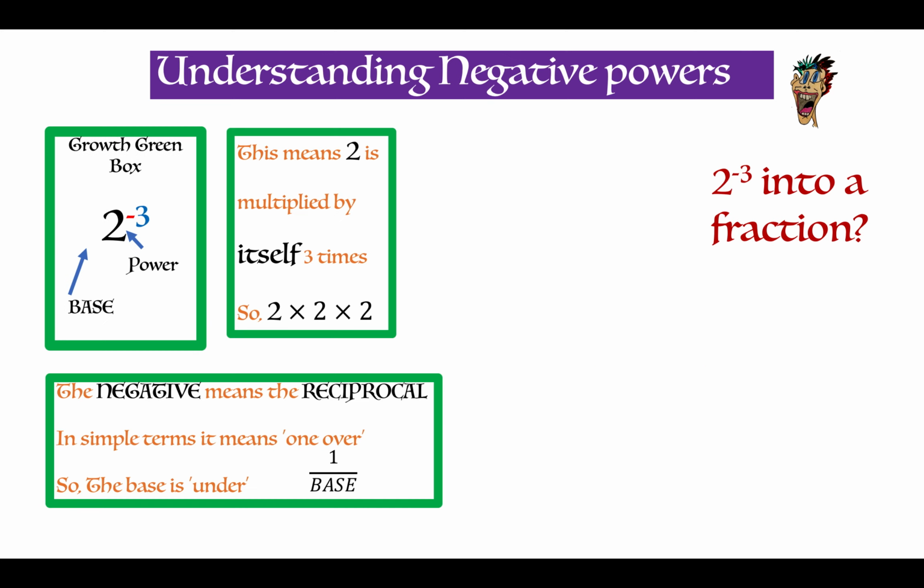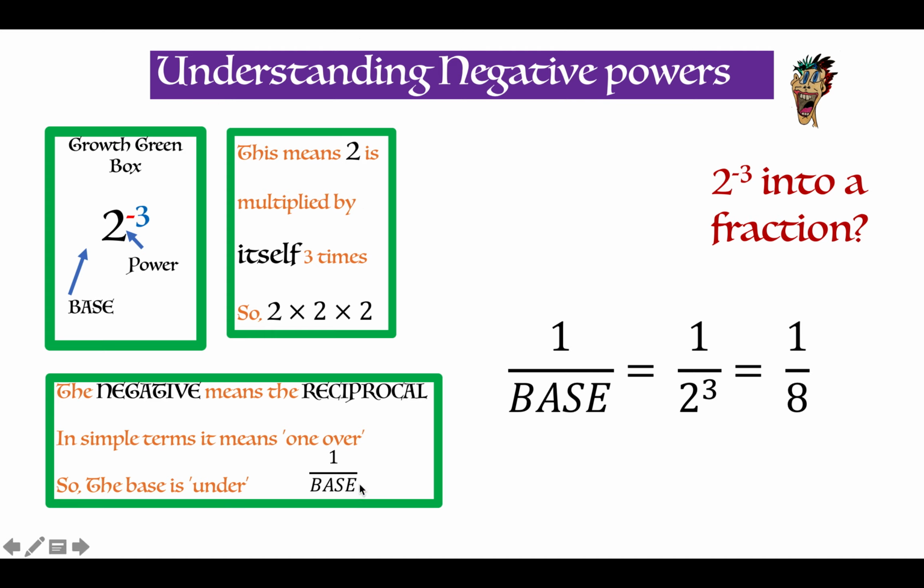So they're my 2 growth green boxes I've now drawn out. I suggest you copy them out as well. How do we convert now 2 to the minus 3 into a fraction? Remember, it's 1 over the base. That's what the negative does, 1 over. And the base now, we've worked out here, the base was 2 to the power of 3. So it's 1 over 8.